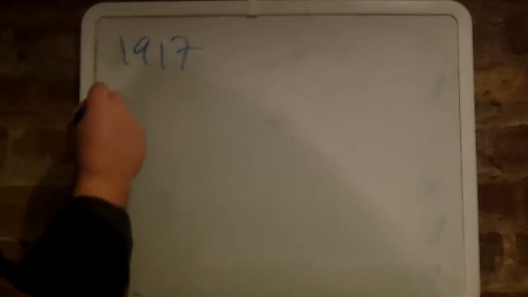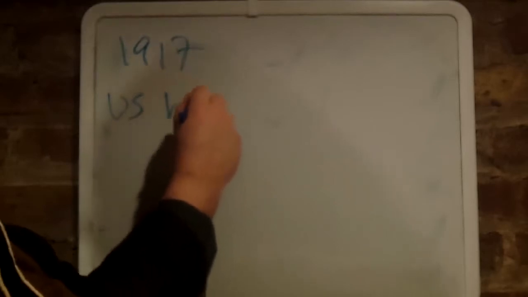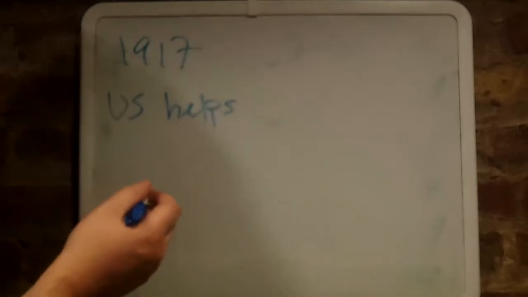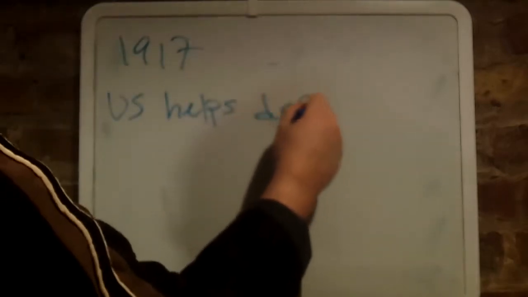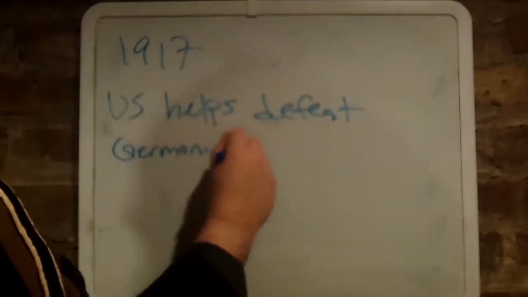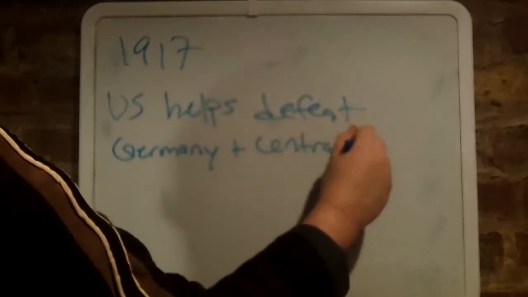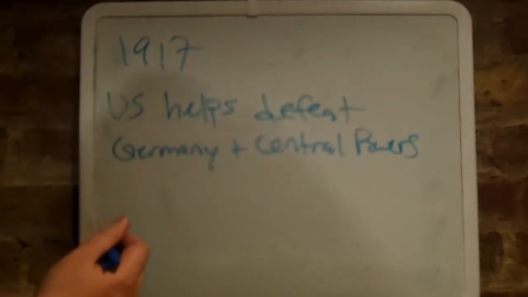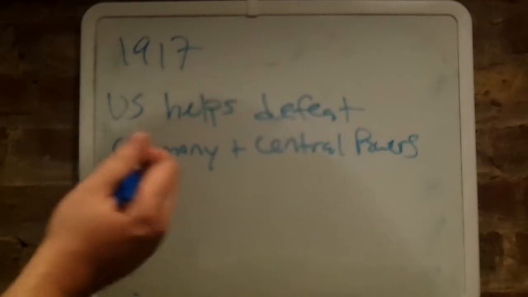Okay, so now we have World War I. The U.S. gets involved in that in 1917. The war itself began in 1914. The U.S. did not get involved until 1917. So the U.S. helps defeat the Central Powers, which was Germany, Austria-Hungary, and Turkey, or the Ottoman Empire, I should say. And this war, I suppose, marked the beginning of the U.S. as a serious global power.